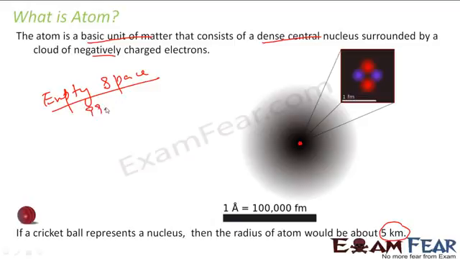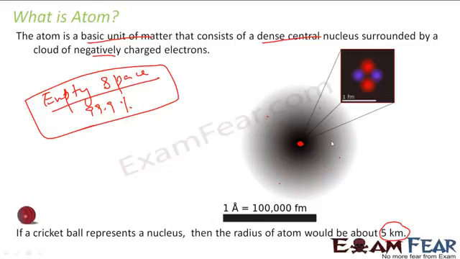I'll say 99.9% of the atom is nothing but empty space. And then you have a very small percent. You have this nucleus, which is dense, which has protons and neutrons, and then you have a probability of finding electrons somewhere here, and they keep moving. We'll understand this when we discuss the quantum model of atom, how the electrons are distributed across the atom. But just understand, atom is a basic unit of matter.